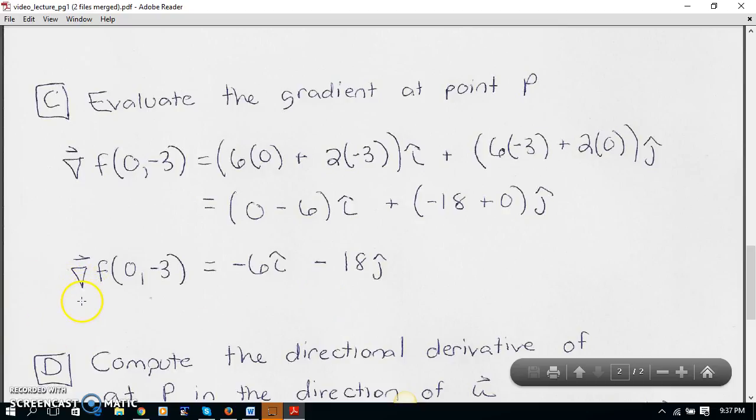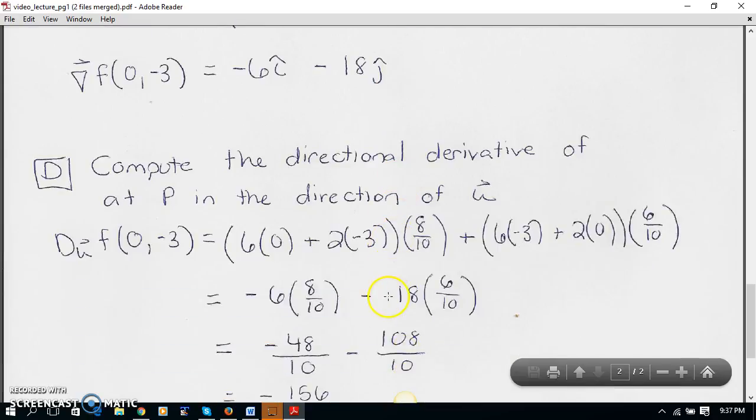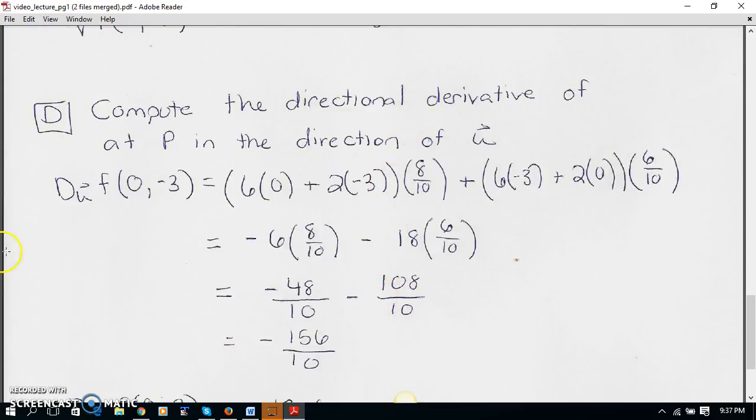This gives us a gradient vector at the point (0, -3) of the function of -6i minus 18j.